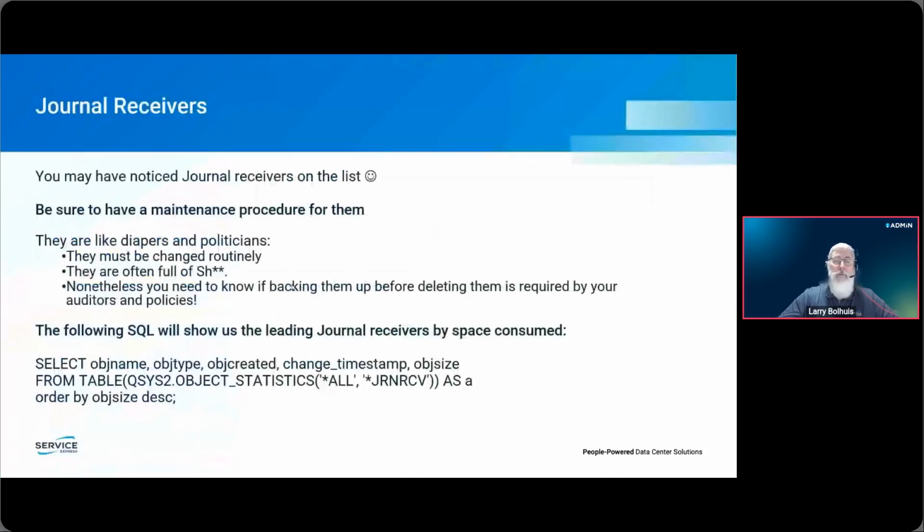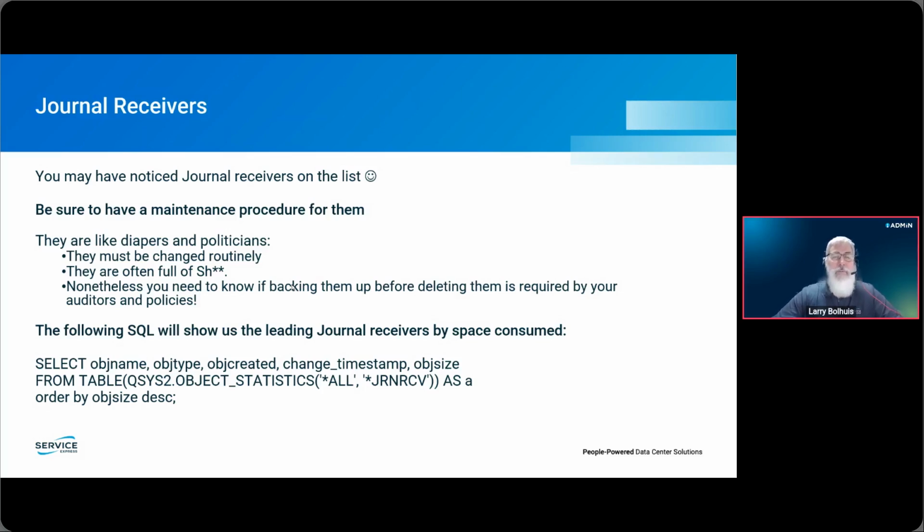Now, some of you might have noticed journal receivers on the list, and that's because these guys can chew up disk with the best of them. If you do some things wrong, you can actually run out of disk in a pretty good hurry using journal receivers if you don't have a maintenance procedure. We like to say that they're like diapers and politicians. They have to be changed routinely and for the same reason.